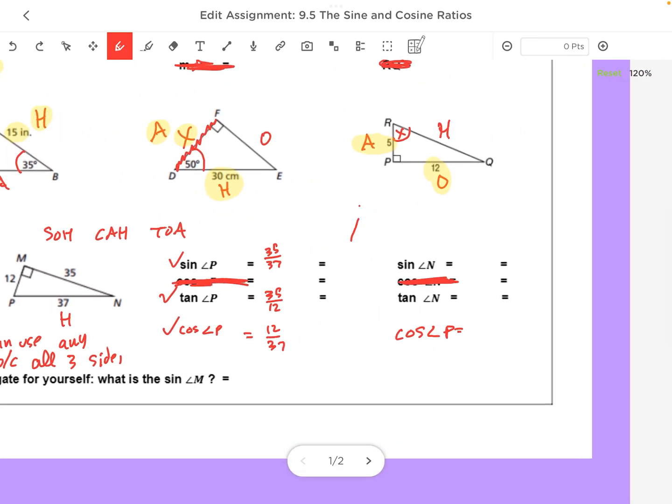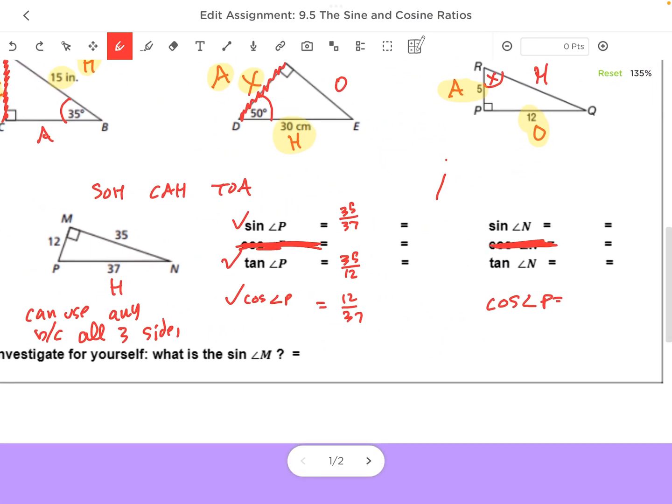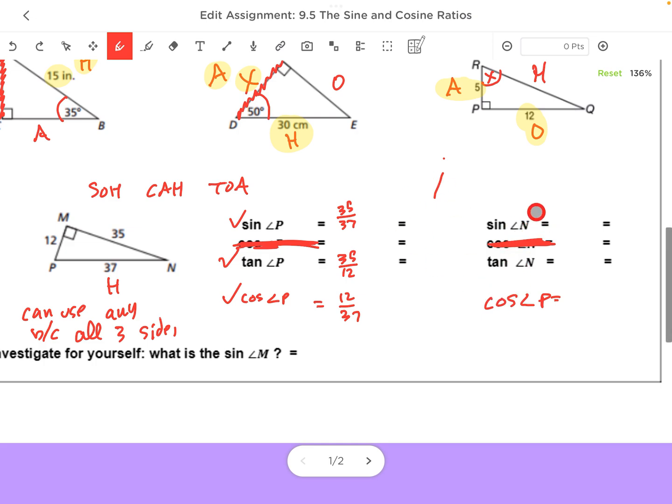Okay, so think about the same thing from the perspective of n and answer these 3: sine, cosine, and tangent. All right, for sine, for n, right, sine is opposite over hypotenuse. So from here, we would say opposite is 12 over 37. Okay, tangent, from n, tangent is opposite over adjacent. So opposite would be 12, adjacent would be 35. Right? And then finally, cosine of n. Cosine of n. Okay, cosine we know is adjacent over hypotenuse.